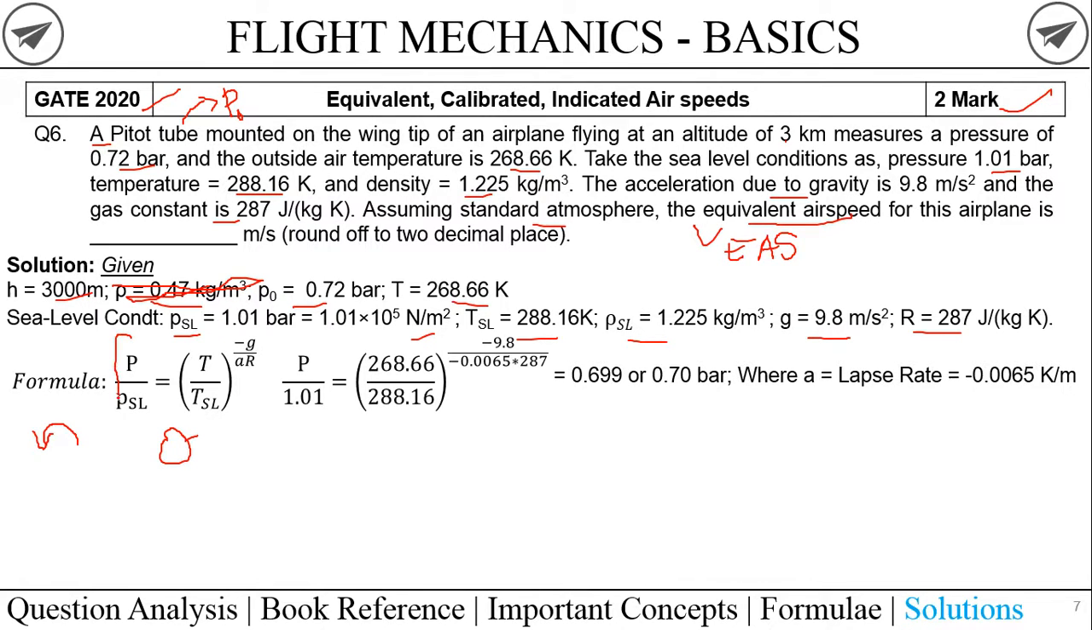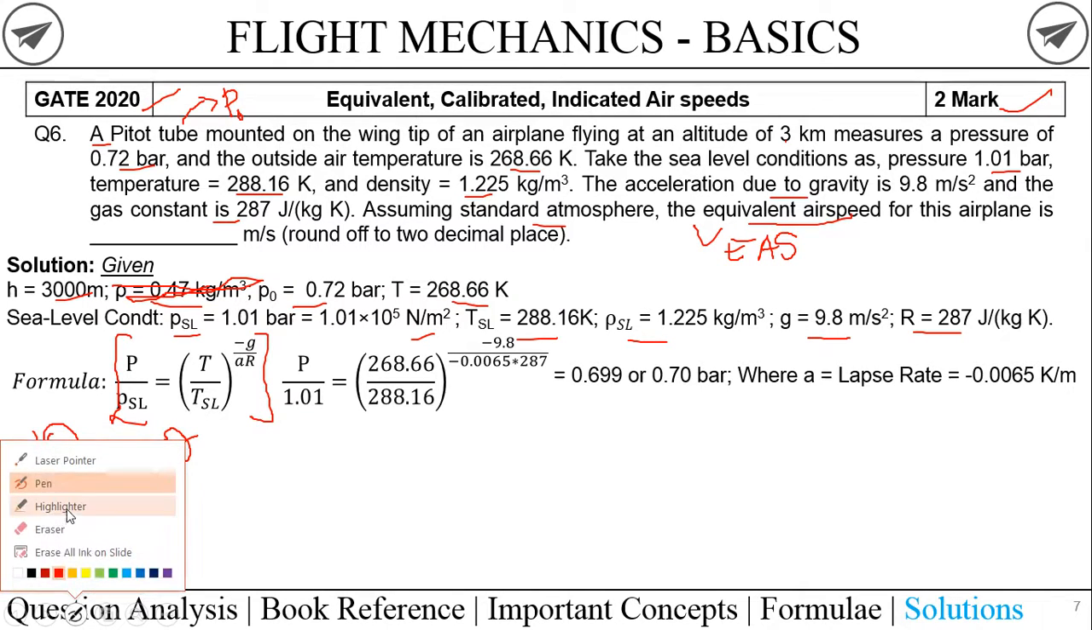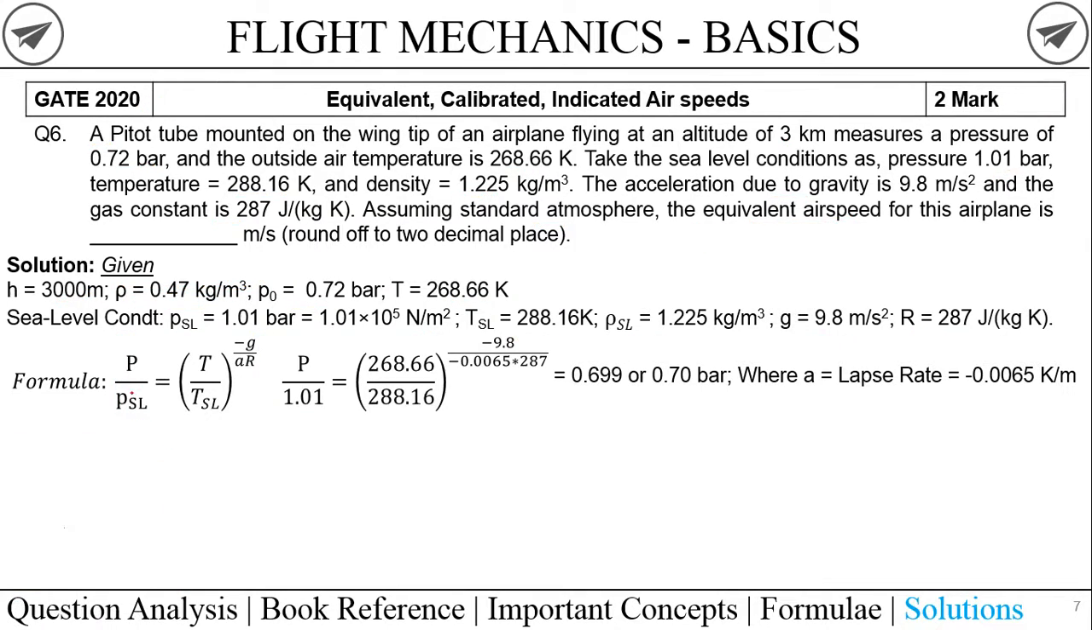So this is from the first lecture, atmosphere and altitude. Now when I write this particular relation, P by PSL is equal to T by TSL power minus G by AR. So this A is the lapse rate, which is minus 0.0065 for the first gradient layer, or you can also find out the lapse rate as A is equal to the temperature difference.